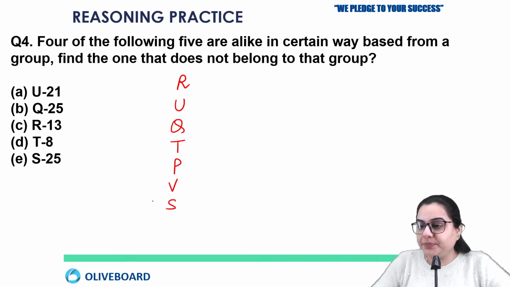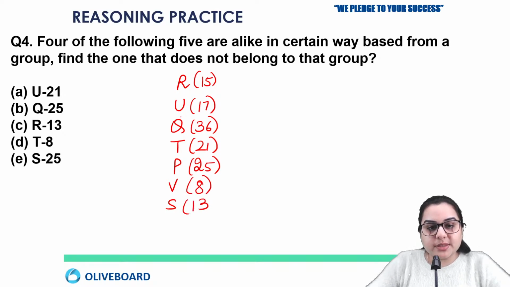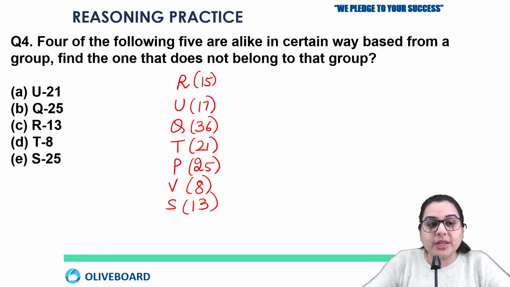R, U, Q, T, P, V, S. Right? So R holds how many? 15. Next U is 17, Q is 36, T is 21, P is 25, and V is 8, and S is 13. So U 21, what is the relation between U and 21? Then if I check for Q 25, then R 13, right? So here what we see is the relation of a gap of one person. It is a relation of a gap of one person.